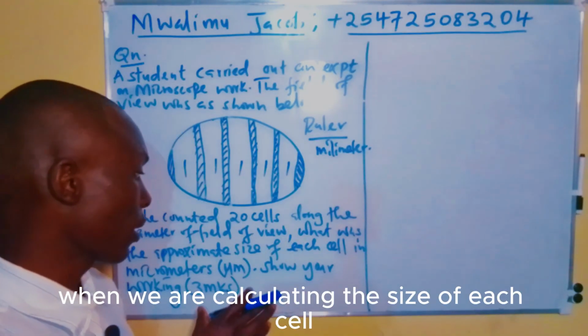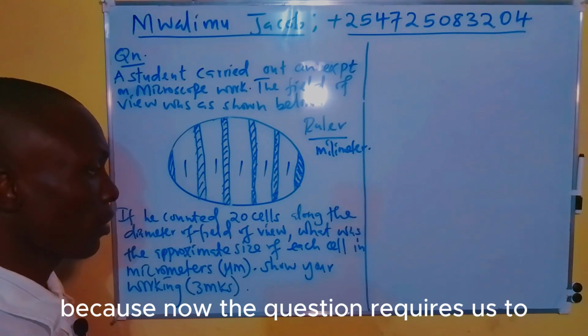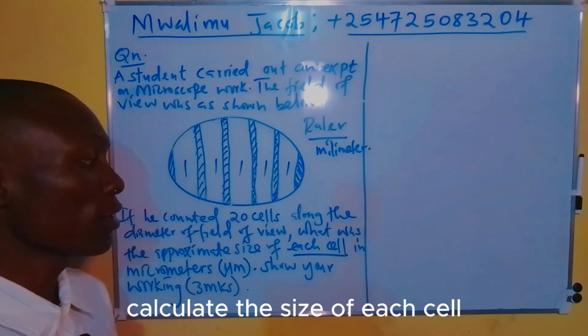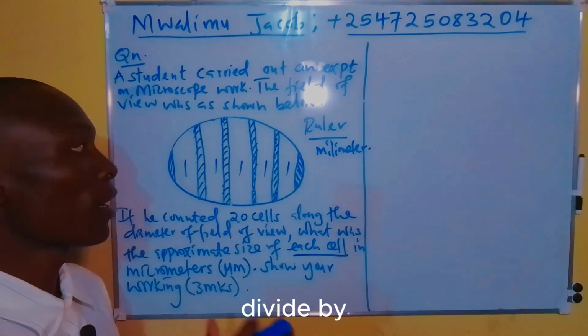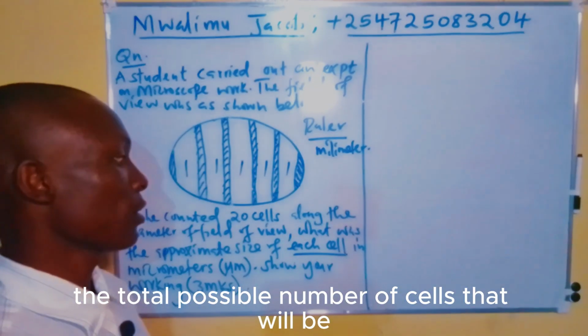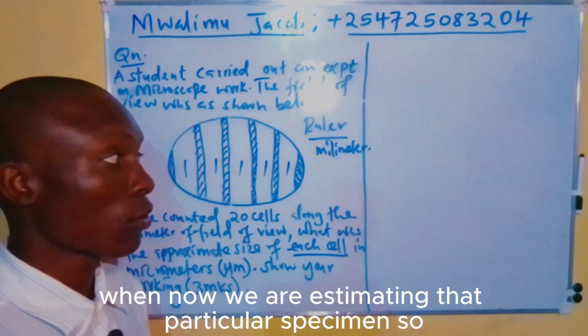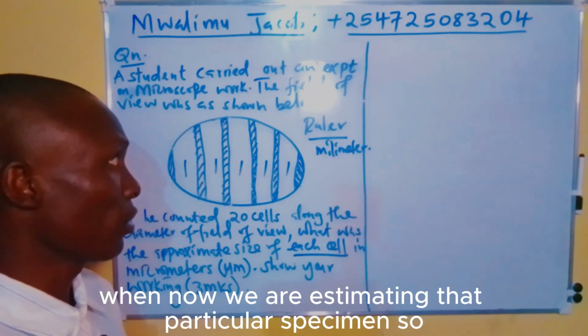So that now when we are calculating the size of each cell, because the question requires us to calculate the size of each cell, then we'll take the total diameter divided by the total possible number of cells that will be observed when we are estimating that particular specimen.